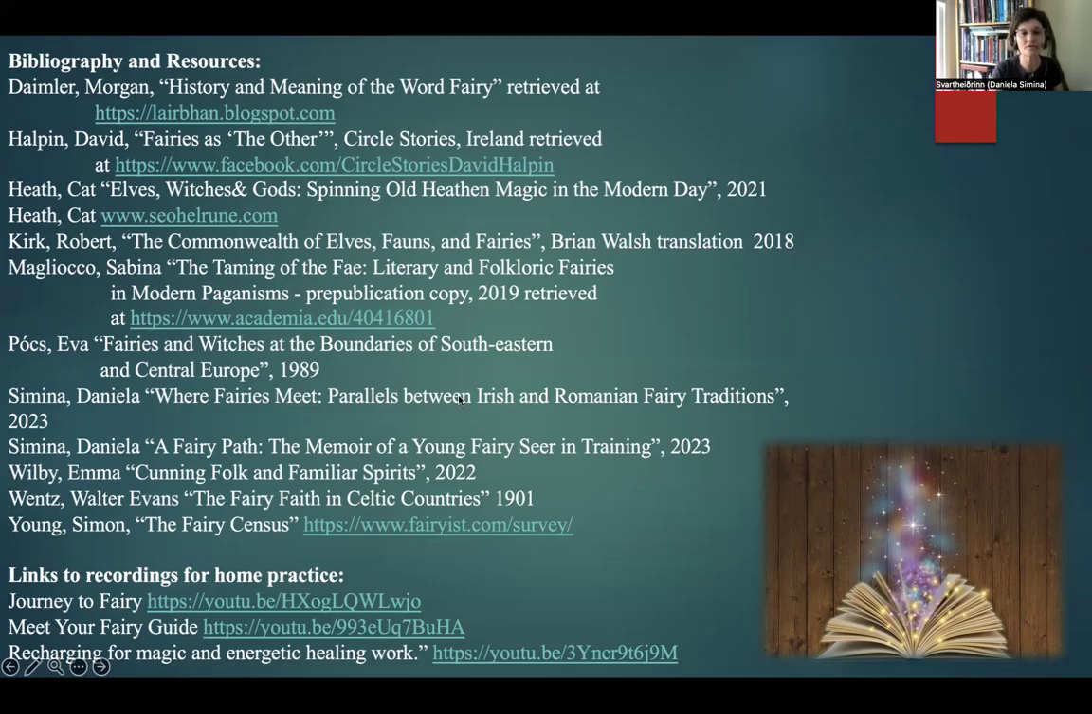Lots of papers, articles, my own included, books, and you have again the journey to fairy, how to just go and come back. You have meet your fairy guide, and you have recharging for magic and energetic healing work. That exercise that we did, you draw the energy into your pelvis, and then you fan the coals, and then you shoot the energy through your hands, and then you bless, energize, heal. Spiritual healing. So all the links are here for you to practice.